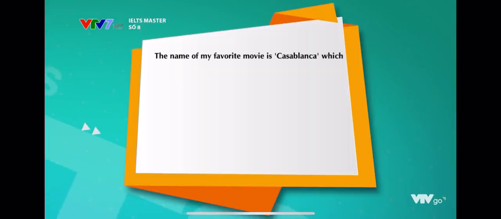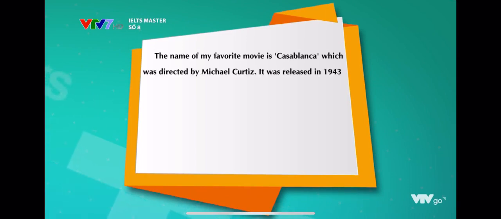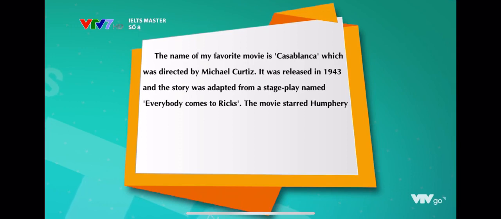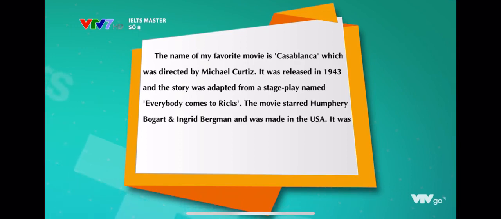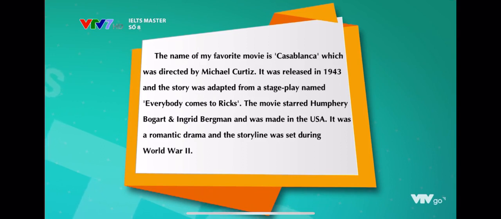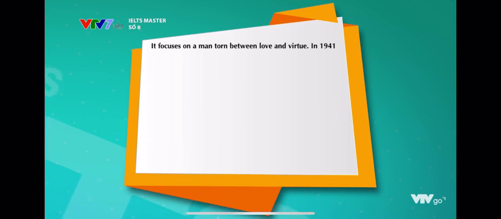The name of my favorite movie is Casablanca, which was directed by Michael Curtiz. It was released in 1943, and the story was adapted from a stage play named Everybody Comes to Rick's. The movie starred Humphrey Bogart and Ingrid Bergman and was made in USA. It was a romantic drama. The storyline was set during World War II. It focuses on a man torn between love and virtue.